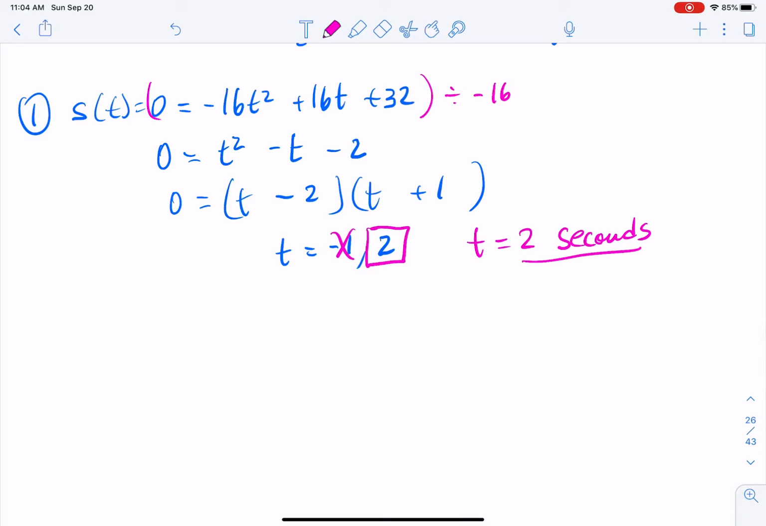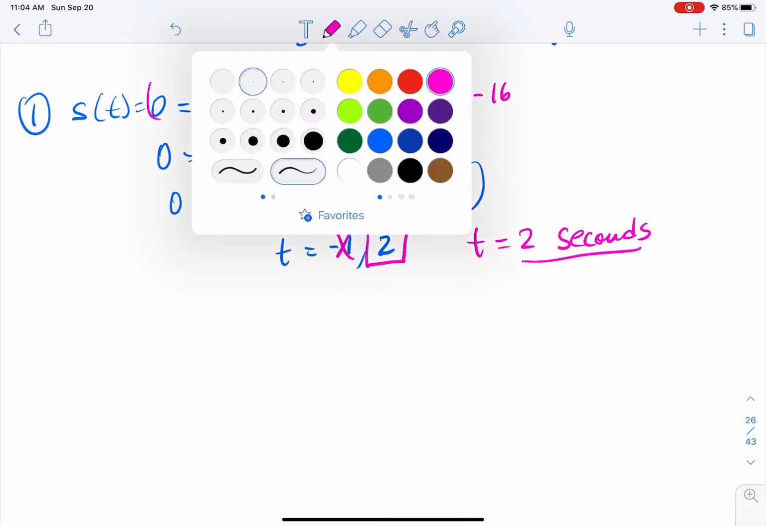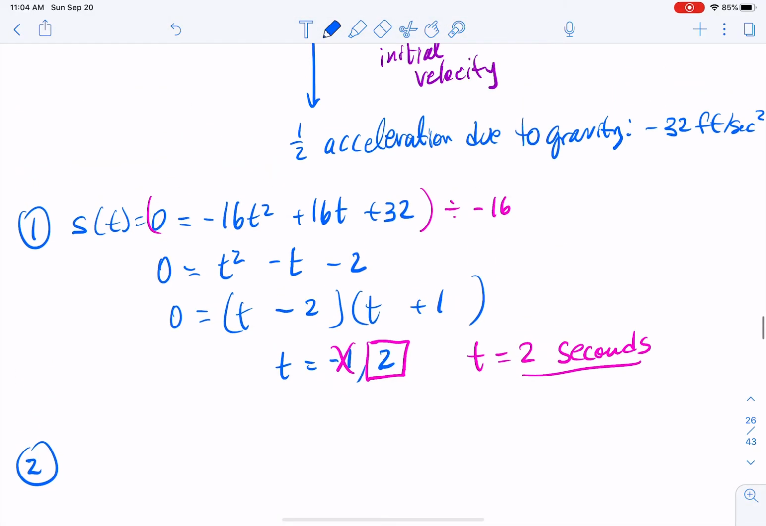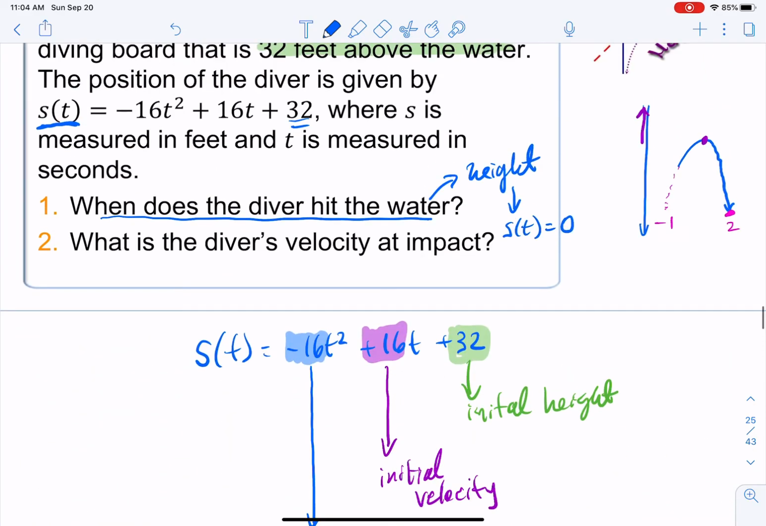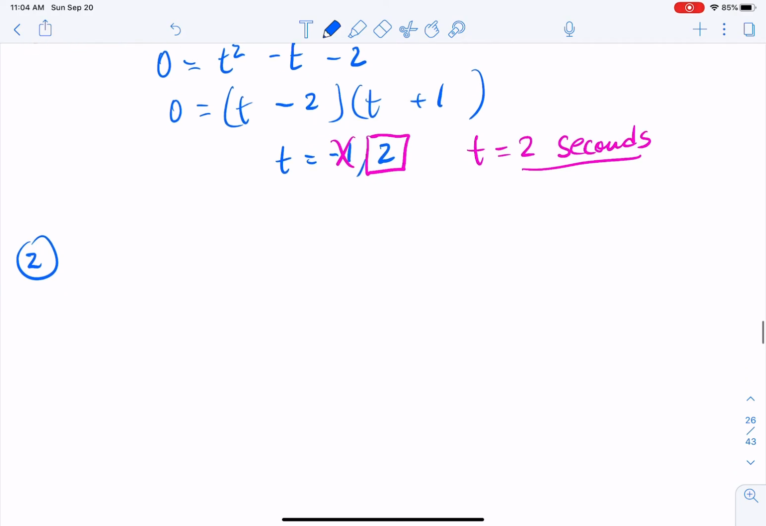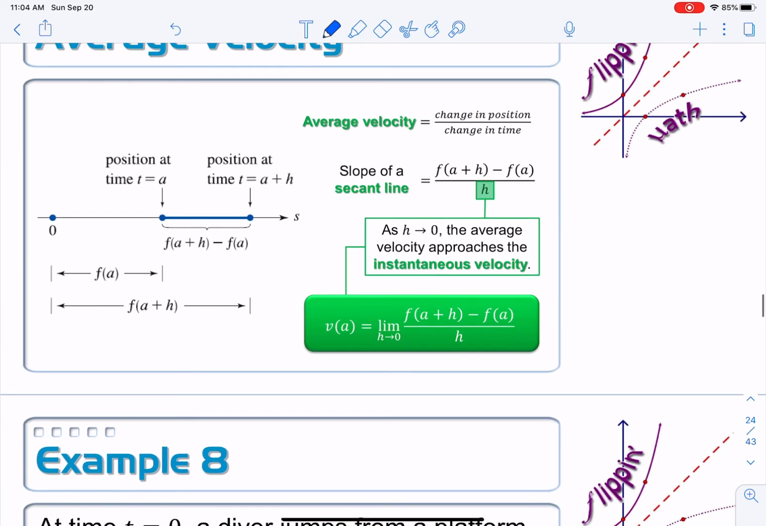Anyway, let's look at the second one. On number 2, what is the diver's velocity at impact? So what we're basically asking is for v of 2. And in order to answer this question, we need a limit. It's this limit right up here.